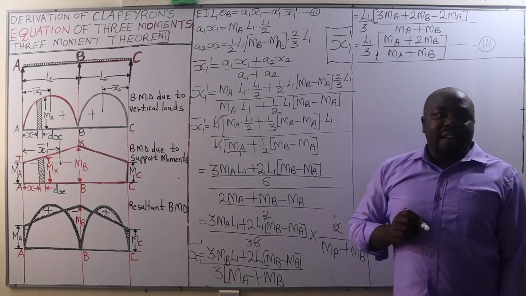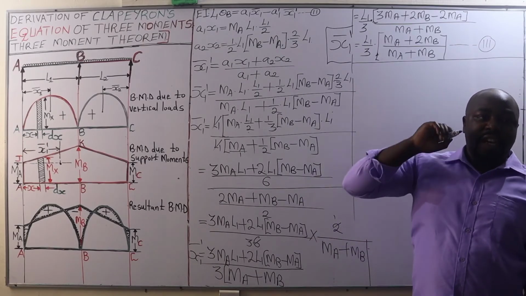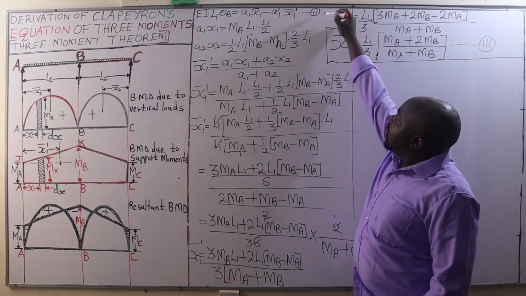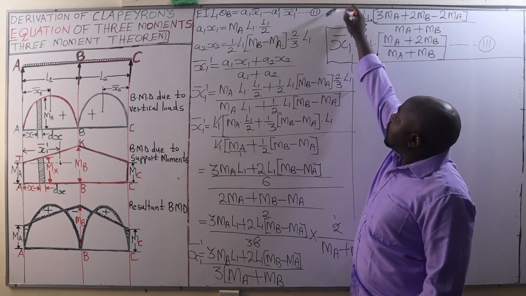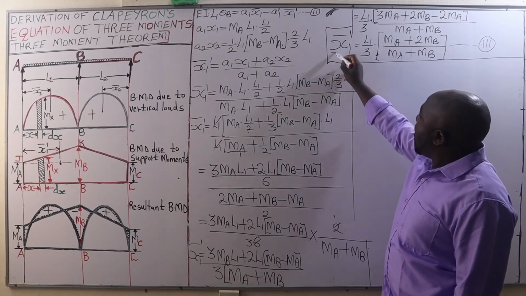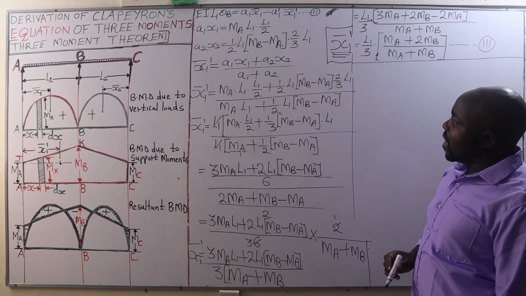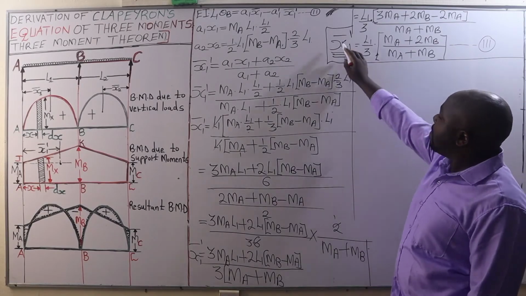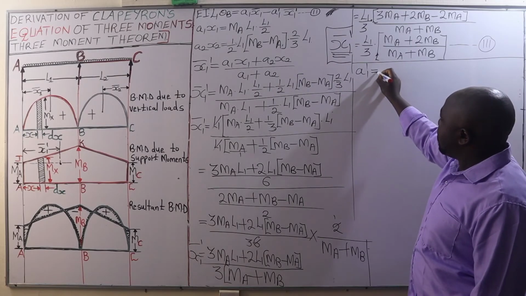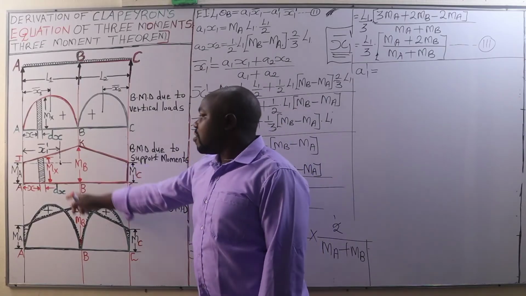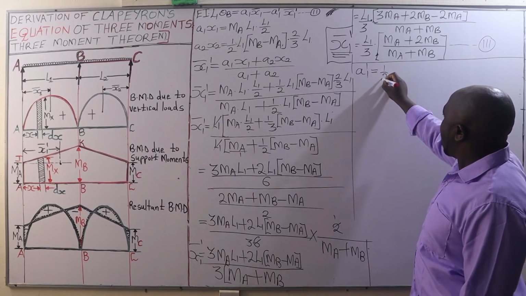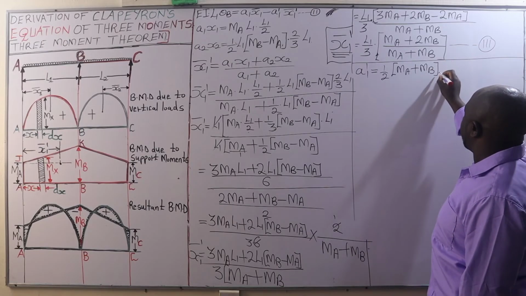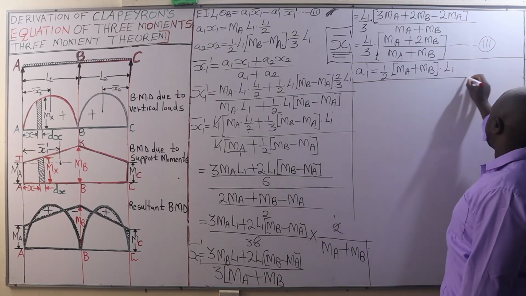Now from there we are going to substitute the values of a1 and x1 into this equation, equation 2. So we have bar x1 here, and we had the value of bar, that is a1 prime. This is bar x1 prime. A1 prime, we say that it is the area of this trapezium, which was a half into MA plus MB multiplied by L1. That is what we had.